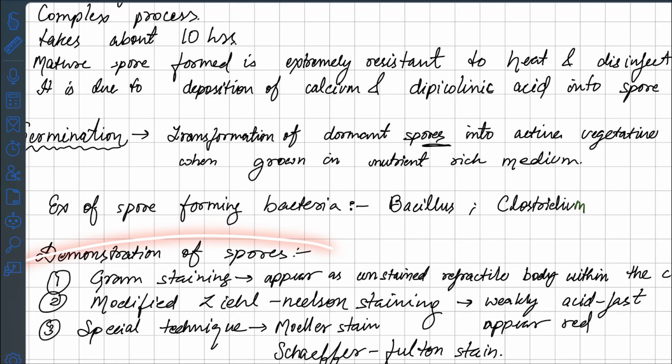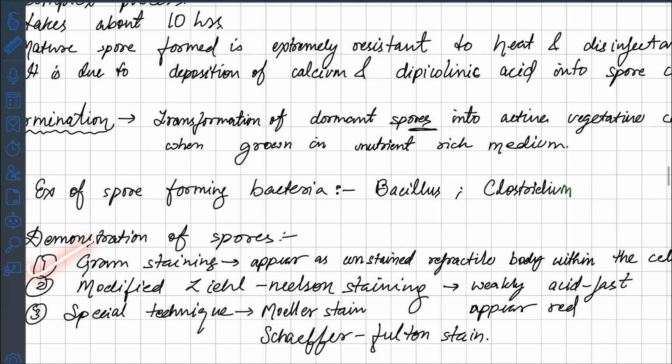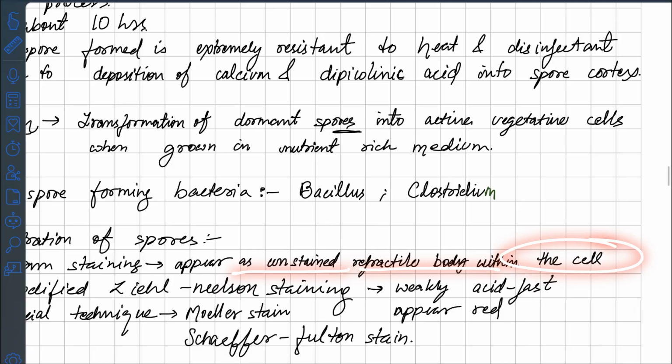Now the demonstration of spore. We have seen the demonstration of capsule, we saw the demonstration of flagella. Now let's look into the demonstration of spores. It can be done by gram staining. In gram staining, they appear as unstained refractile body within the cell. So supposedly a cell is there and it is all stained either purple or pink, but these spores appear unstained and as a refractile body.